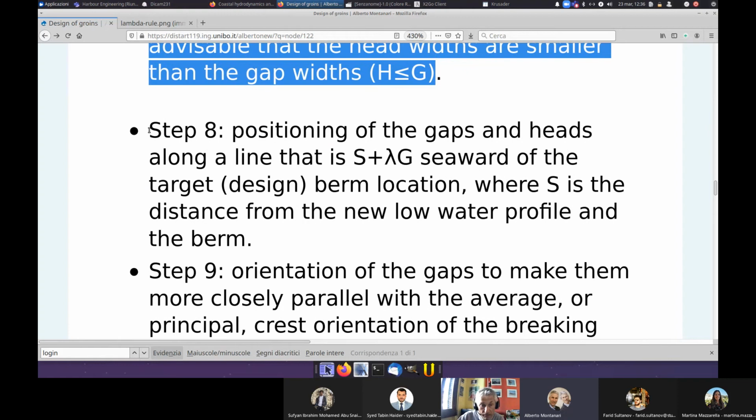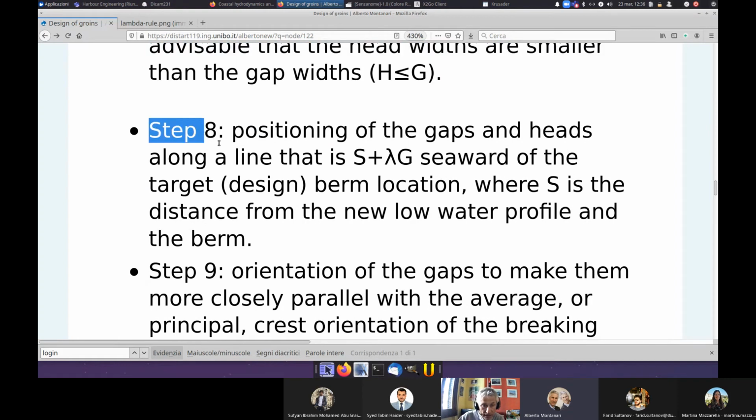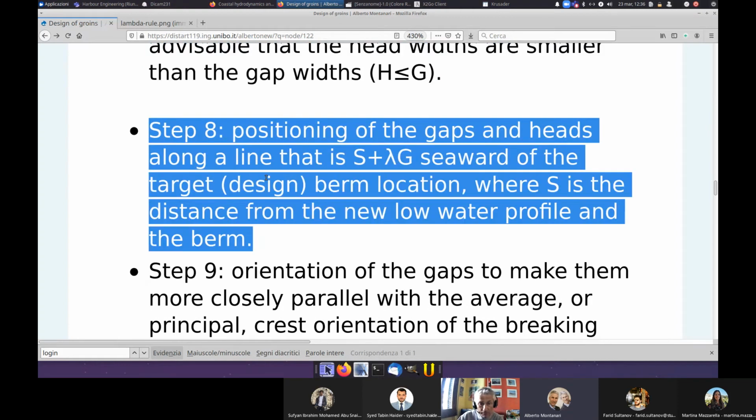Now, step 8, positioning of the gaps and heads along a line that is S plus lambda G seaward of the target design berm location, where S is the distance between the new low water profile and the berm. So basically, once you design the target berm location, you have, of course, to place the heads along a line that has this distance S plus lambda G with respect to the new berm.